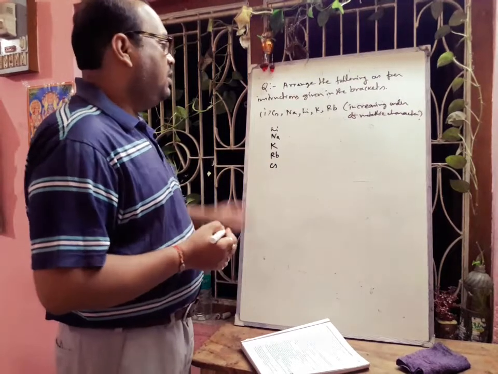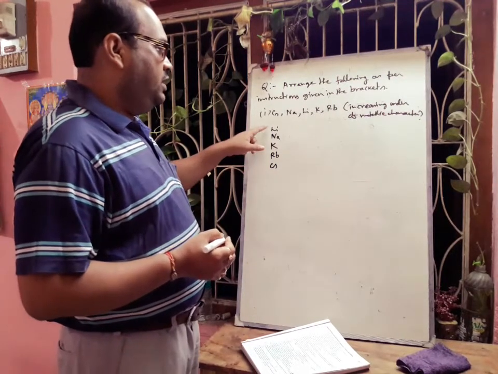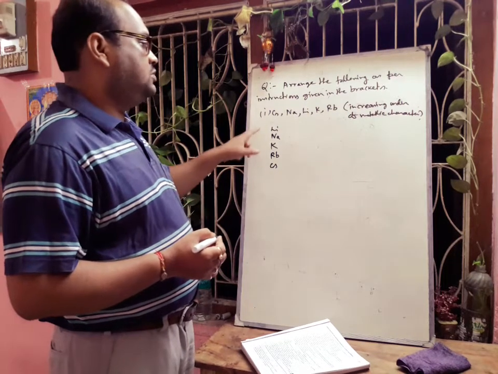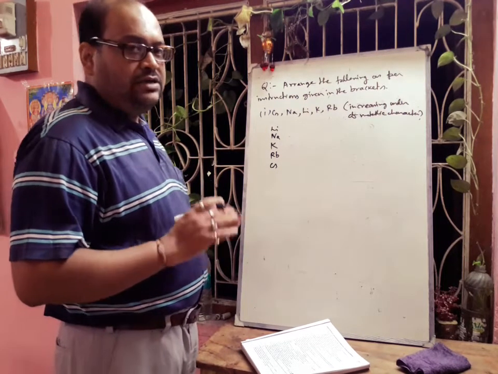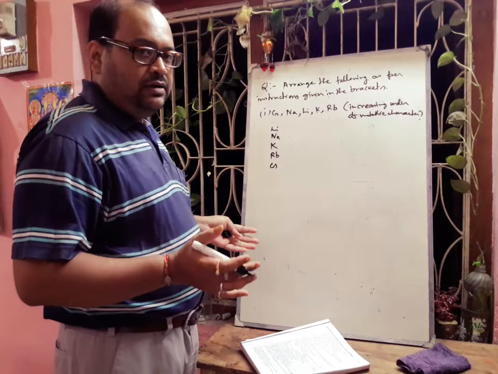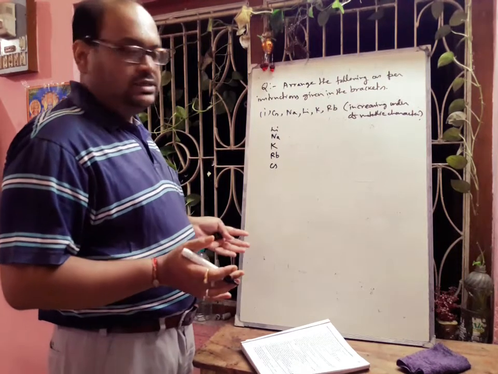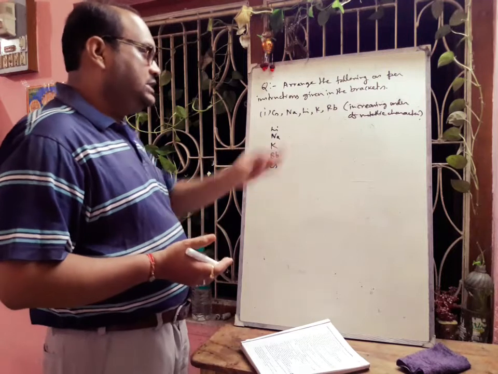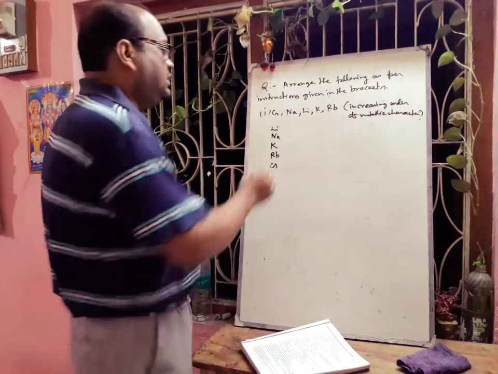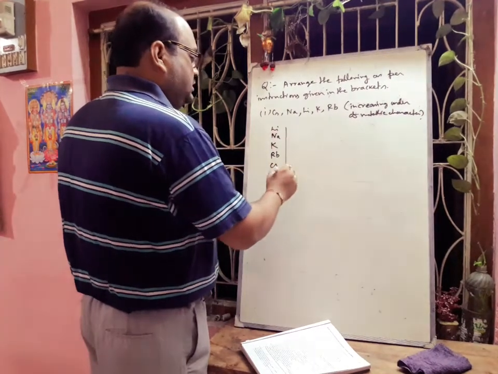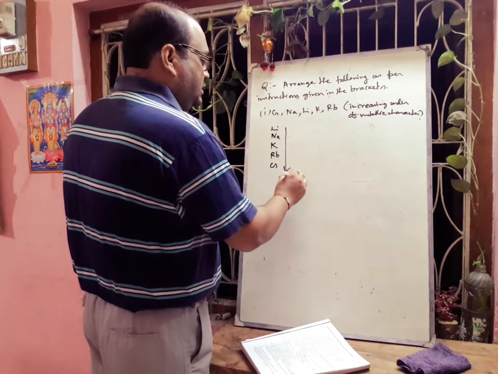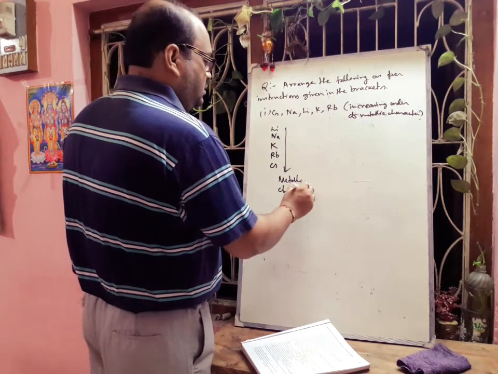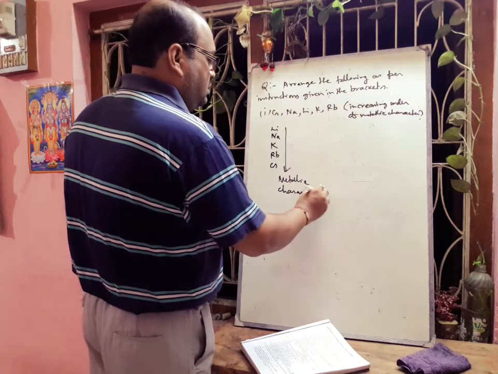Now we know that if we go down in a group, the size of the radius increases, so its IP value will decrease as well as its metallic character will increase. So down the group metallic character increases.